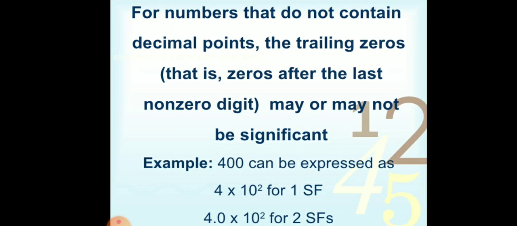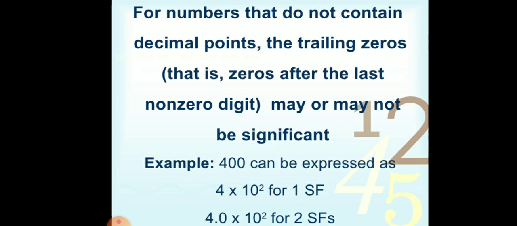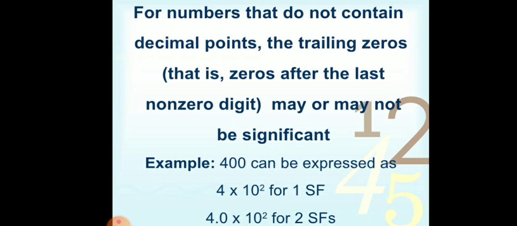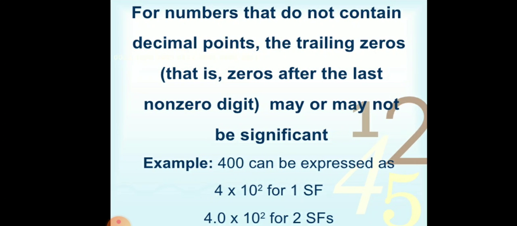Next one, for numbers that do not contain a decimal point, the trailing zeros, that is zeros after the last non-zero digit, may or may not be significant. 400 can be expressed as 4 into 10 to the power 2. If we write in this order, 4 into 10 to the power 2, then it has one significant figure. The same thing we can write as 4.0 into 10 to the power 2. In that case it has two significant figures.